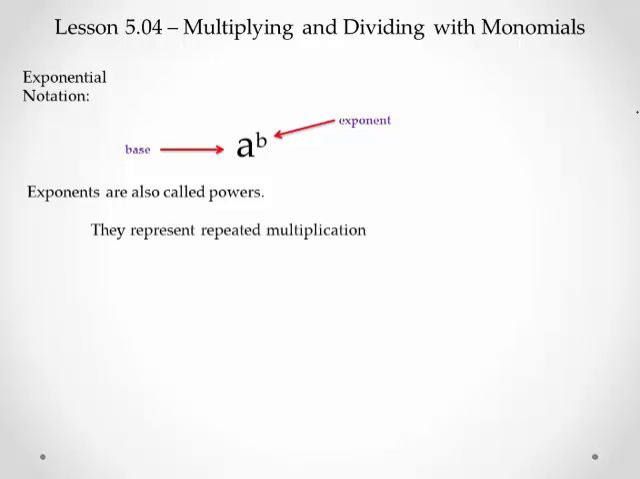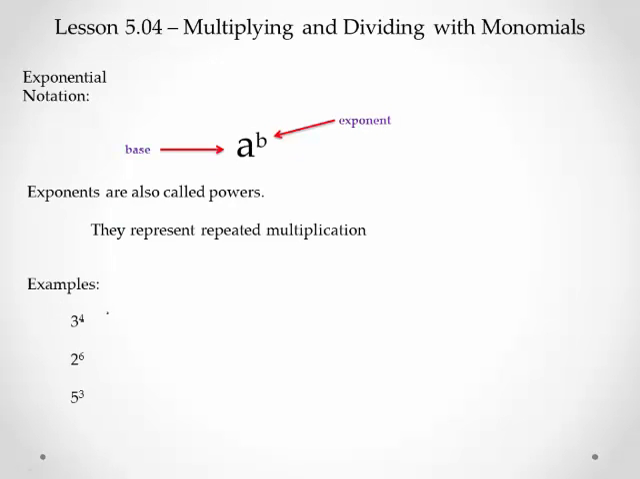They represent repeated multiplication. So for example, 3 to the 4th, 2 to the 6th, or 5 to the 3rd. 3 to the 4th is 3 times 3 times 3 times 3, 4 times. It is not 3 times 4. And that's a very common mistake that someone will make, is they might say 3 times 4, but that's not what this is. 3 to the 4th, again, is 3 times 3 times 3 times 3, which is 81.